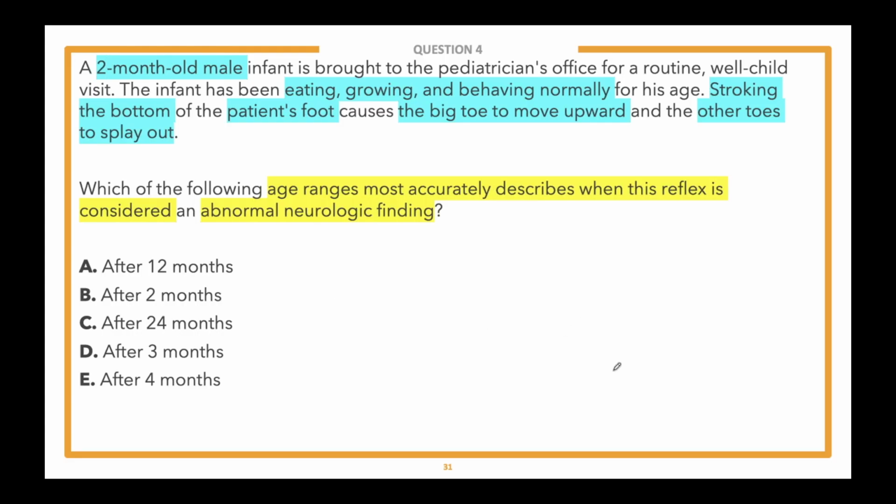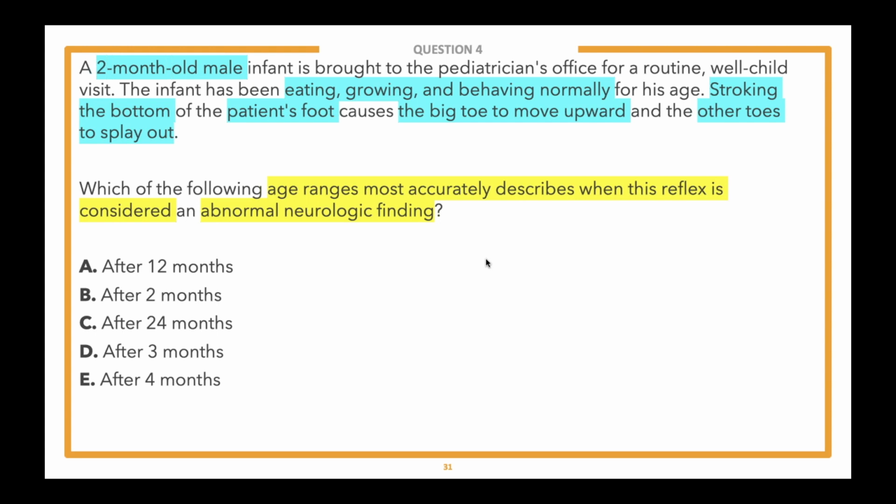So a 2-month-old male. This is a very pediatric type question. Then they give us some information about how he's eating, growing, and behaving normally. And then they ask us specifically about a physical exam maneuver. The lead-in is a pretty lengthy question, but in regards to this reflex, it asks what age range most accurately describes when it's considered abnormal neurologically. It's a long question stem, but it's important.